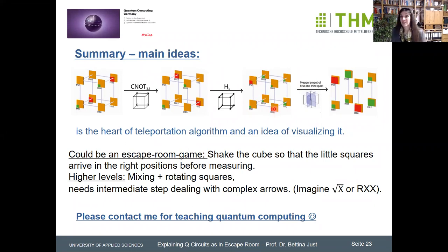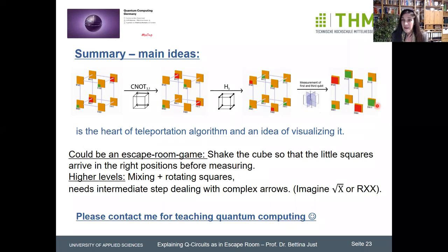But still, applied to the first and second qubits in a register of three qubits, it will happen on this face and on the backwards face. I think it's very good to get a feeling for how these quantum circuits are working.